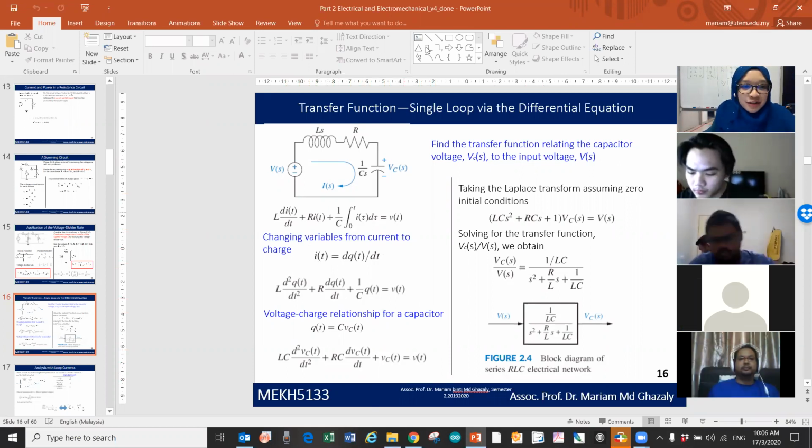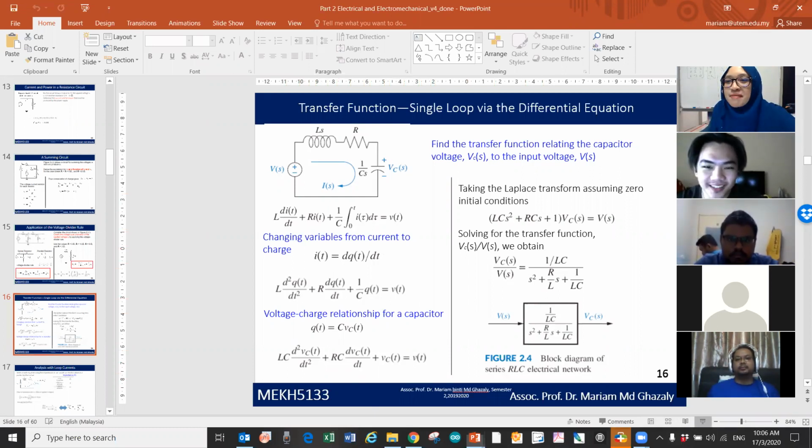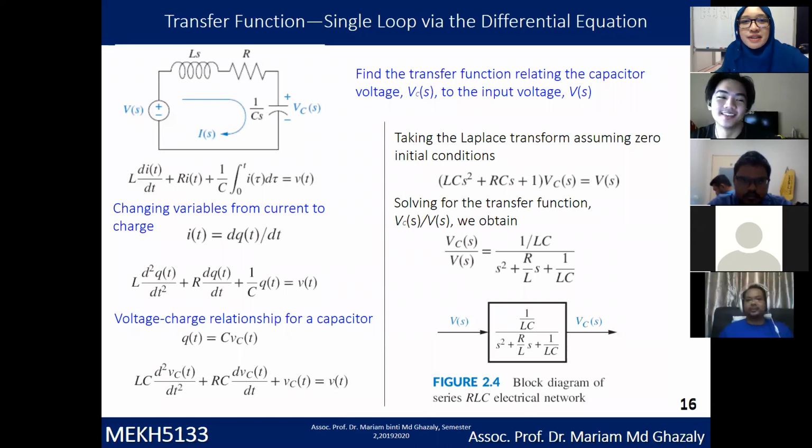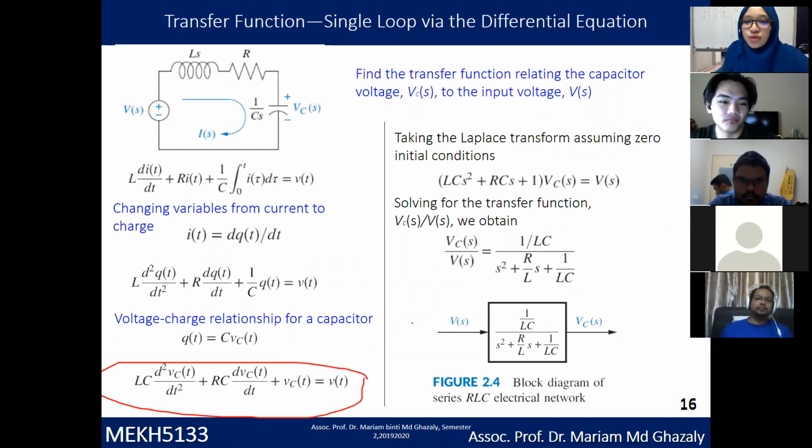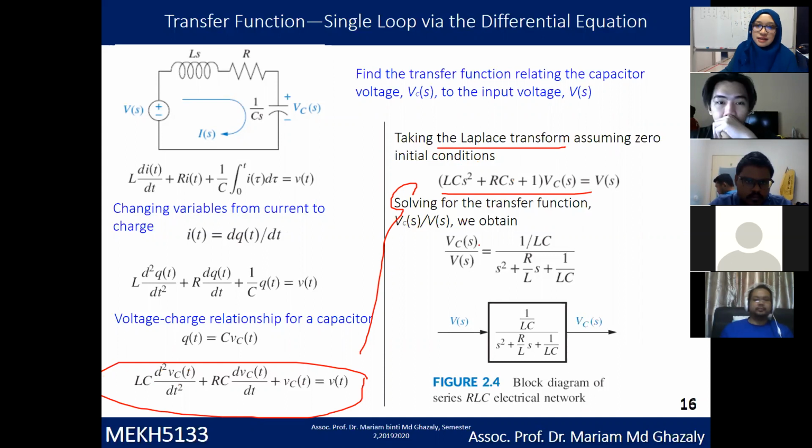So let's continue. I was in the middle of explaining. Okay, everybody in? So let's start again, from the point where we stopped. From here, taking the Laplace transform, write it out. You will get LC VC squared S plus RC VC S plus VC equal to VS.